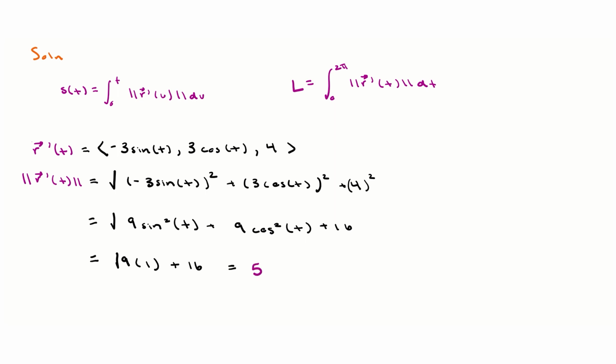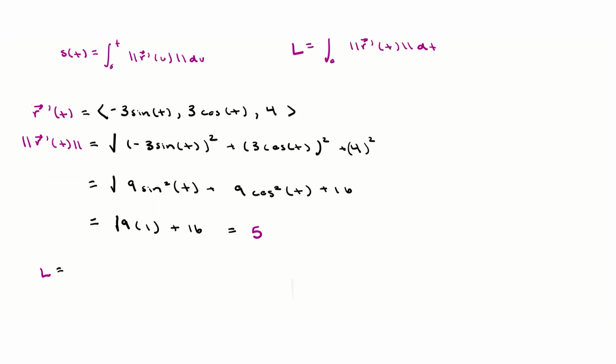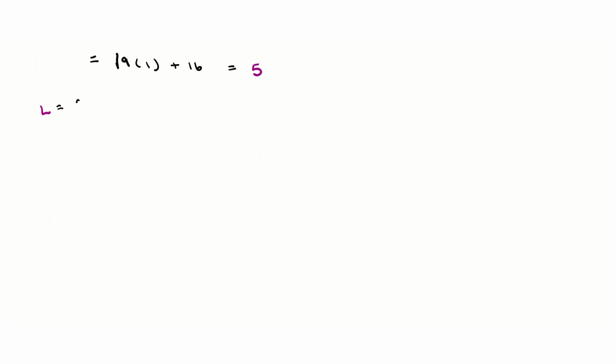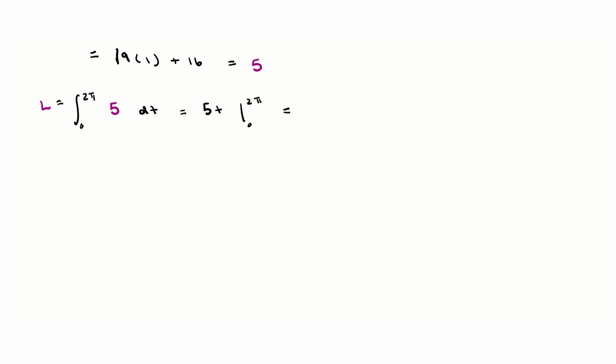Now all we're left to do is evaluate our integral. That is L, our arc length, equals the integral from 0 to 2 pi of 5 with respect to t. This equals 5t from 0 to 2 pi, and we get a final answer of 10 pi.